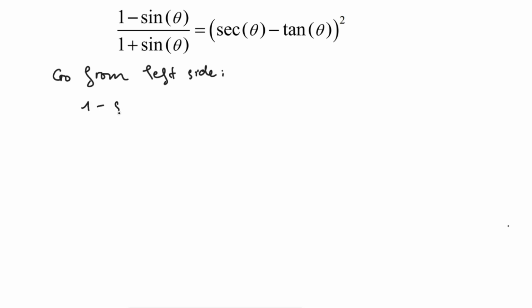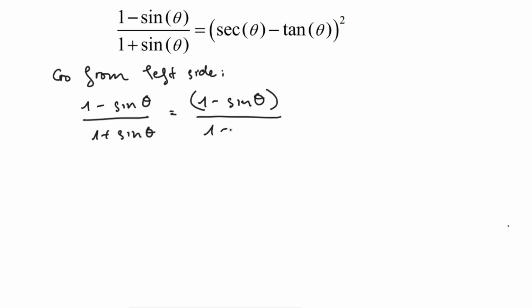So in the left side we have sine theta over 1 plus sine theta. So we will multiply the top and the bottom by the conjugate of the denominator. The denominator is 1 plus sine theta, so the conjugate of 1 plus sine theta is 1 minus sine theta. So I will multiply the top and the bottom by the conjugate, 1 minus sine theta.